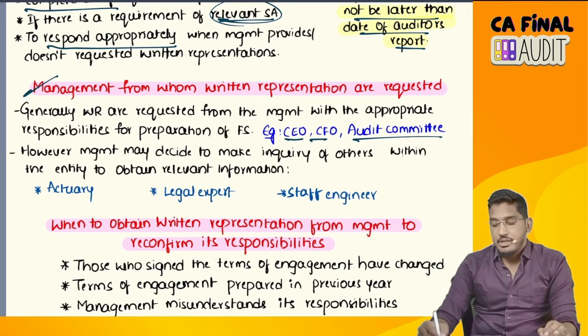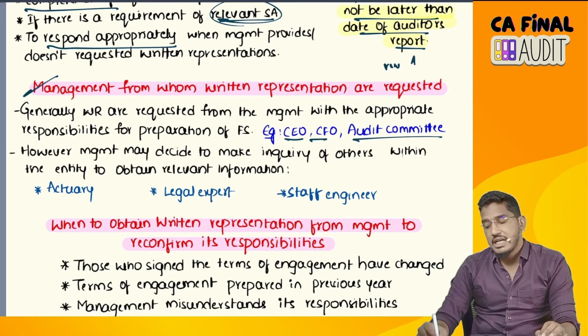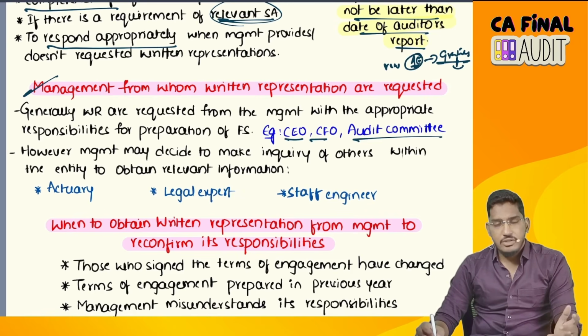But sometimes what will happen is, regarding one matter I need some written representation. For example, I need written representation regarding an accounting estimate. Management has created a gratuity provision, and I want the management to give a written representation regarding it. But the CFO was not involved in the provision; some actuary has done it. Can the CFO say, sir, I don't know about this gratuity provision, that's why I will not provide written representation? Can he say that? No.